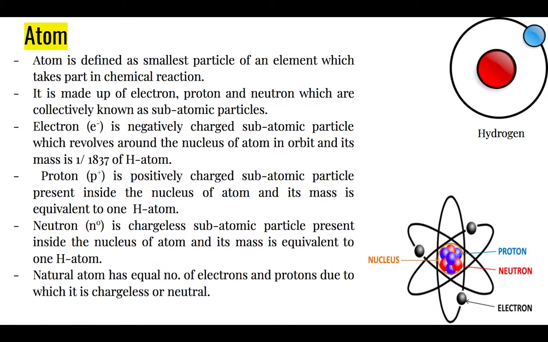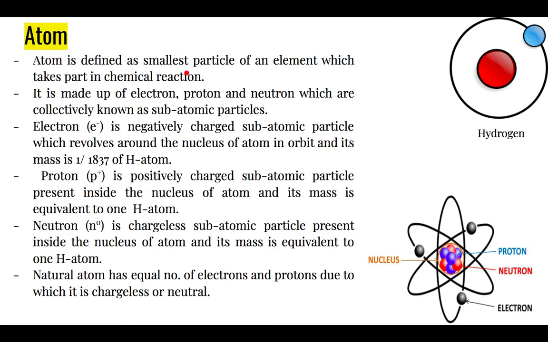If you check any substance around us and go on breaking it, then at the last point you will find the smallest particle, and that very smallest particle is called the atom of that substance. So the definition of atom: it is defined as the smallest particle of an element. And what does it do? It takes part in chemical reactions.